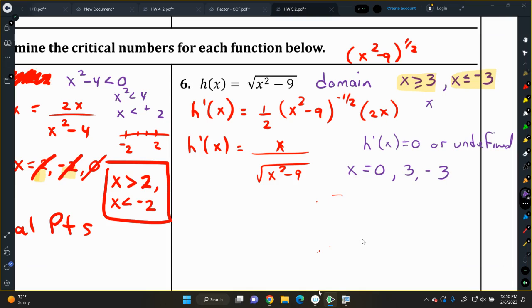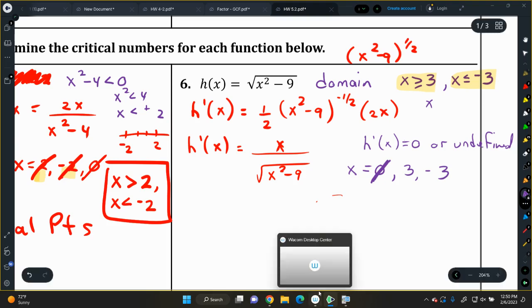Do all of those fall in my domain? Okay, does -3 fall in my domain? Yes. Does 3 fall in my domain? Yes. Does 0 fall in my domain? No. No, it does not. We do not consider 0 as part of my critical points. Okay, so this function does have a potential for a maximum or a minimum.